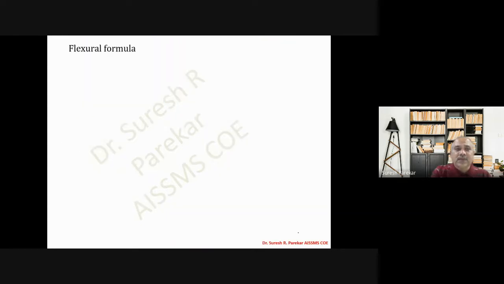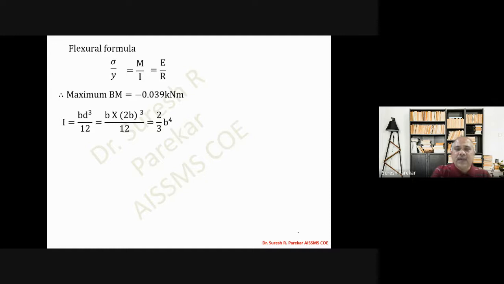And then we will substitute the value in the flexural formula. So again we have tension top and compression bottom at negative side. So B we have B, and D we have 2B, and from this we will get value of B as 9.92 millimeter width. Now this is without considering weight.